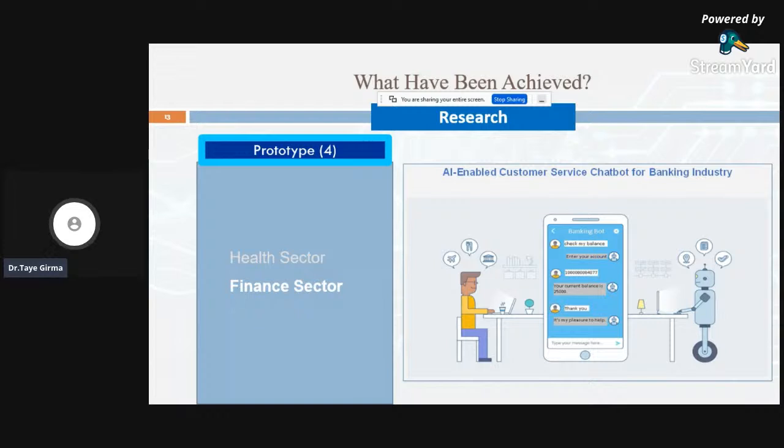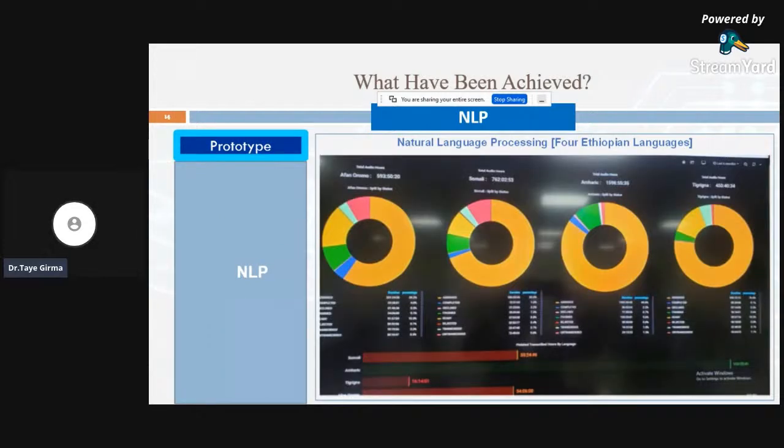In the finance sector, we have developed an AI-enabled customer support service chatbot for the banking industry, which covers 3 local languages and 1 international language: English, Afan Oromo, and Amharic. Amharic and Afan Oromo are the most widely spoken languages in Ethiopia.